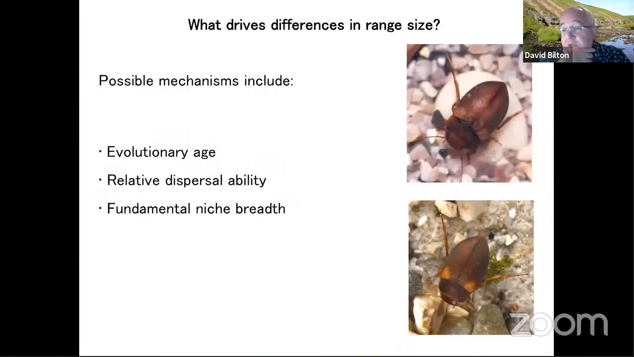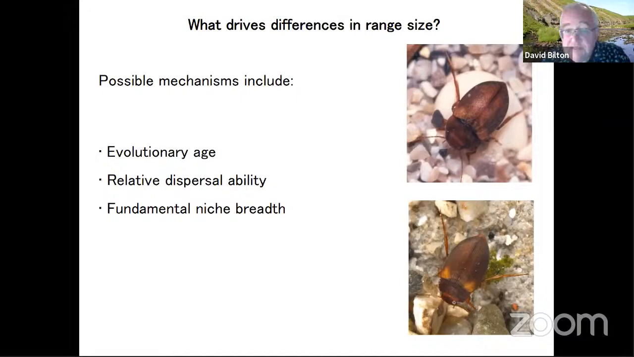So if we think about it, referring back to our Deronectes again, our small diving beetles, although these kinds of things, as I said, can apply to many, many groups of organisms, the kinds of mechanisms that might drive these differences we see in the size of the geographical range might be, for example, how old taxa are, how long they've been around, how good they are at getting about, the relative dispersal ability, and lastly, their fundamental niche breadth, the range of conditions over which they can survive. Because all of these could have consequences for how widespread or restricted a species is.